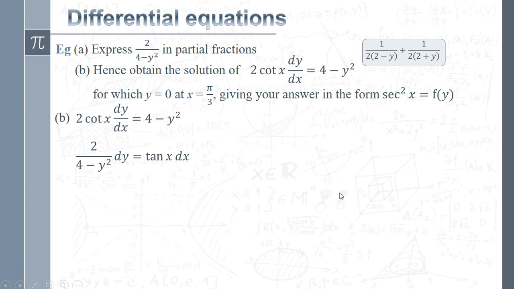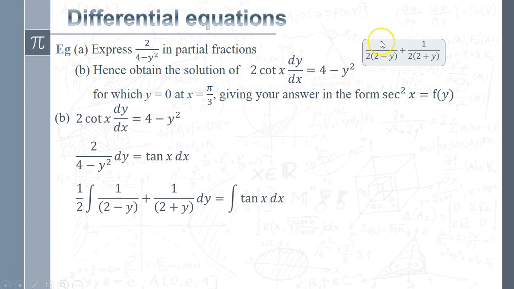So let's replace the fraction on the left hand side with our result from part A and do a bit of integrating. So I've put integral symbols in there as well. Because we've got 1 over 2 here, we've got 1 over 2 here, I've essentially just taken that half outside the integral. So now we're going to do some integrating.